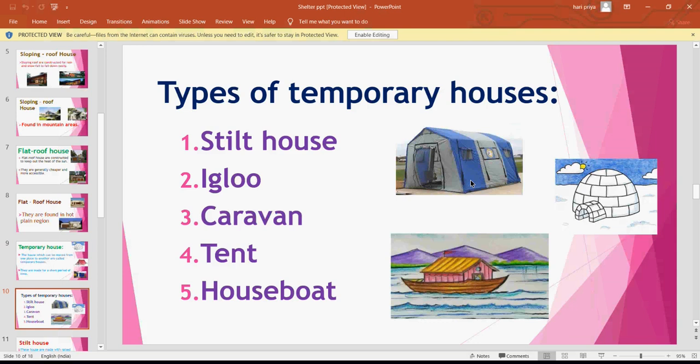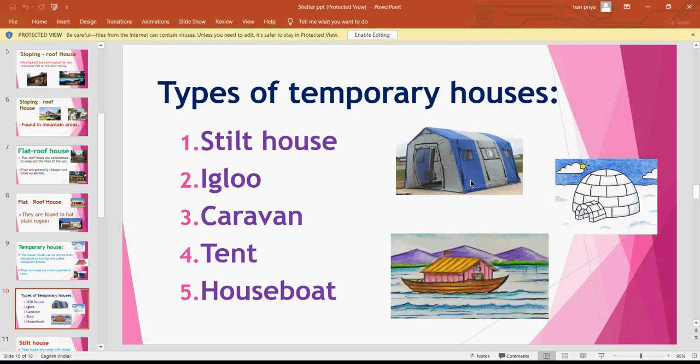Yes, here it is. So we are going to study 5 different types of temporary houses. So the first one is split house. I think this term will be new to you. Come on, read it with me, okay? Split house. What is that? Split house. What is the next type of temporary house? It's igloo. I know this type of house, you are very familiar with this. It's an igloo.